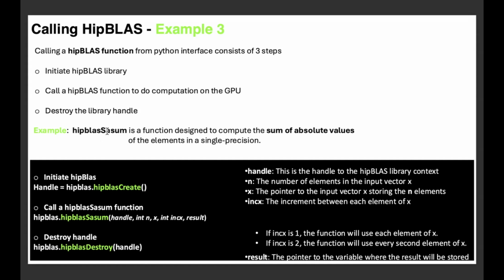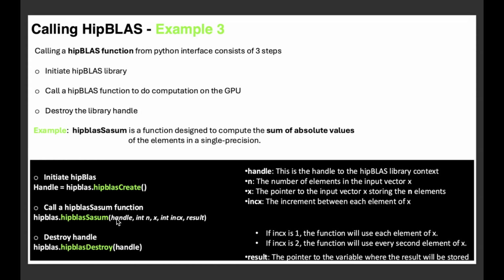This is a function within heap plus that basically computes the absolute value of the elements in a vector with a single precision. This is the syntax for how you can call this kind of library. You initiate the library by calling heap plus create, and that's stored in the handle. A handle basically contains configuration and setting information about the library. Then you call the heap plus function, and it does the computation on the GPU.